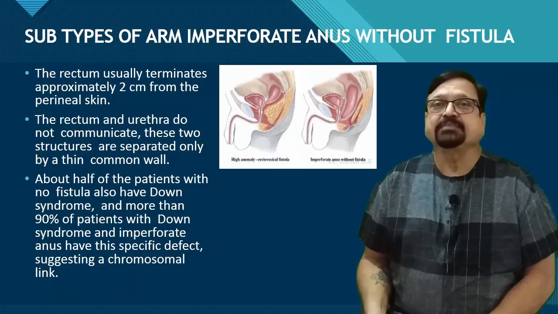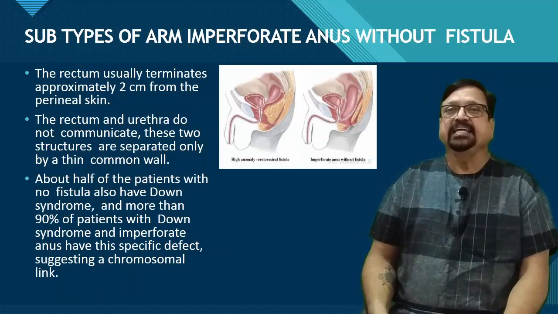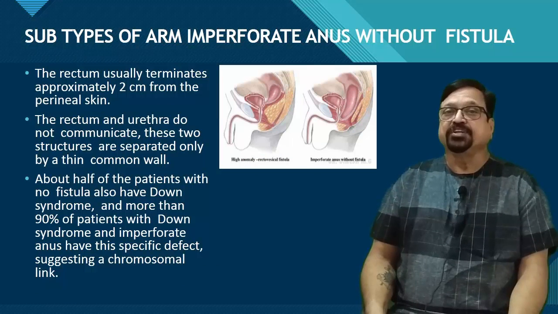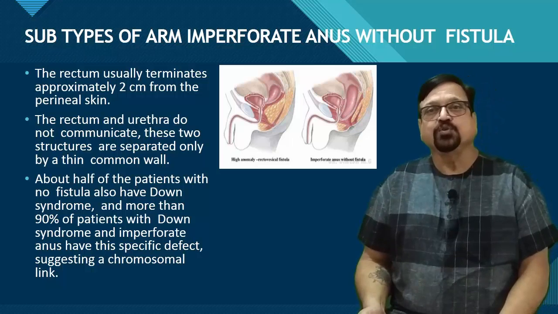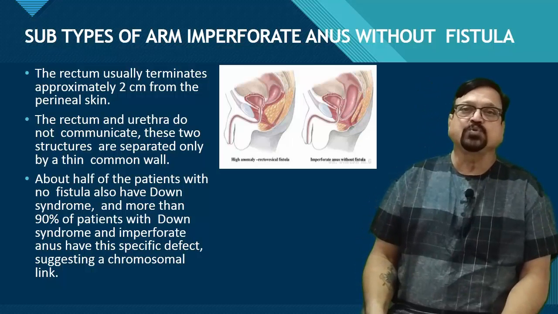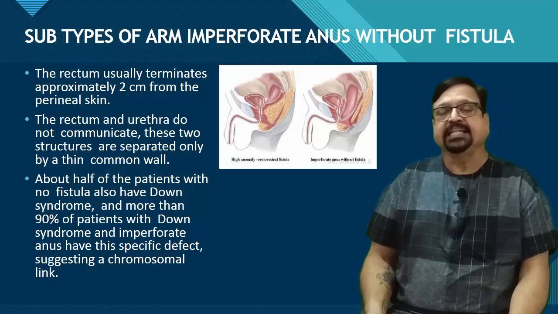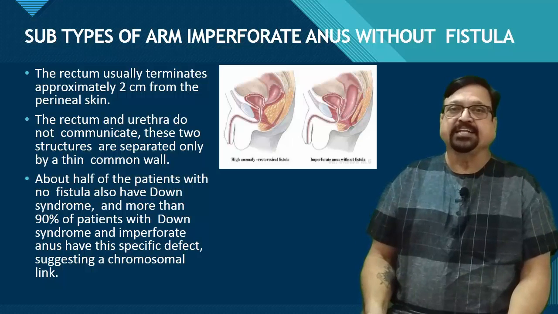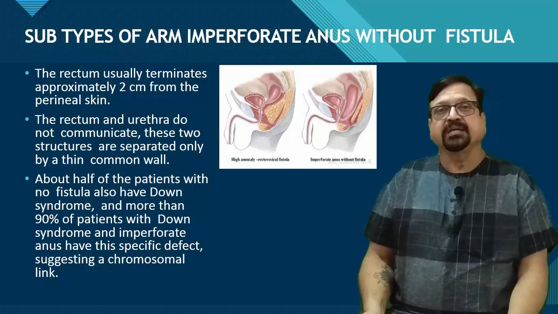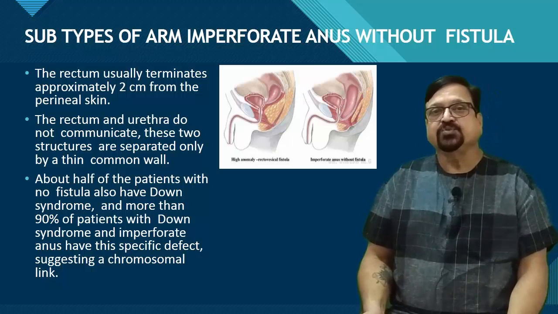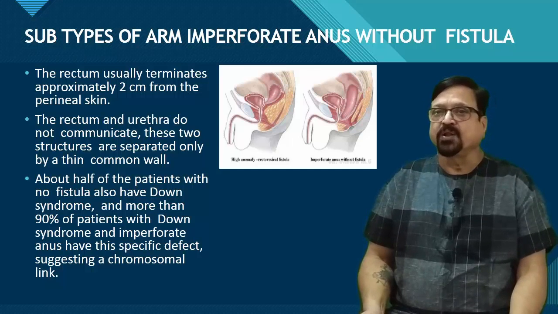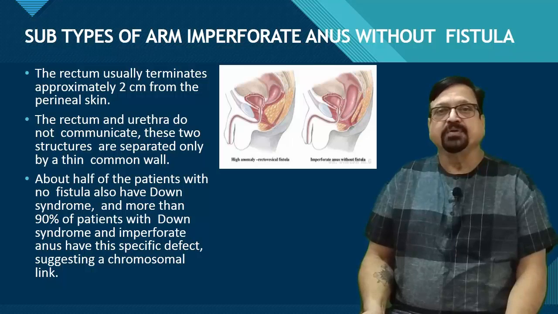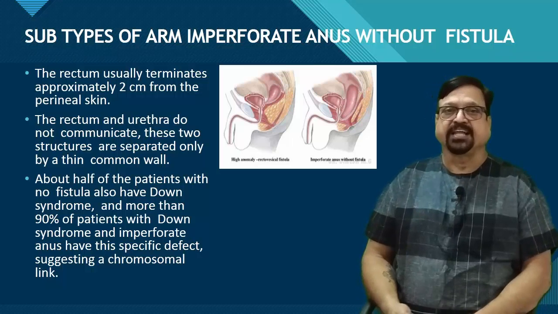category. Now, subtypes of ARM, that is the imperforate anus without fistula. So ARM can be without fistulas. The rectum usually terminates approximately 2 centimeters from the perineal skin. The rectum and the urethra do not communicate. These two structures are separated only by a thin common wall. So there is a thin common wall which separates the rectum and urethra.